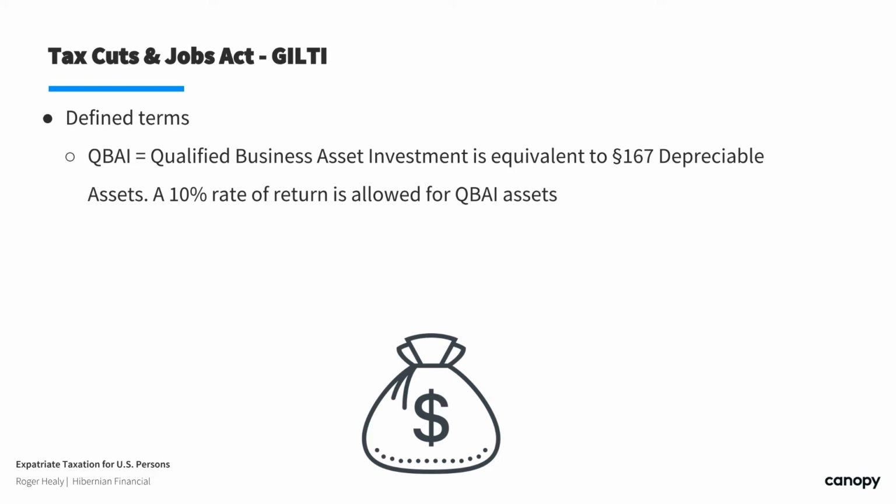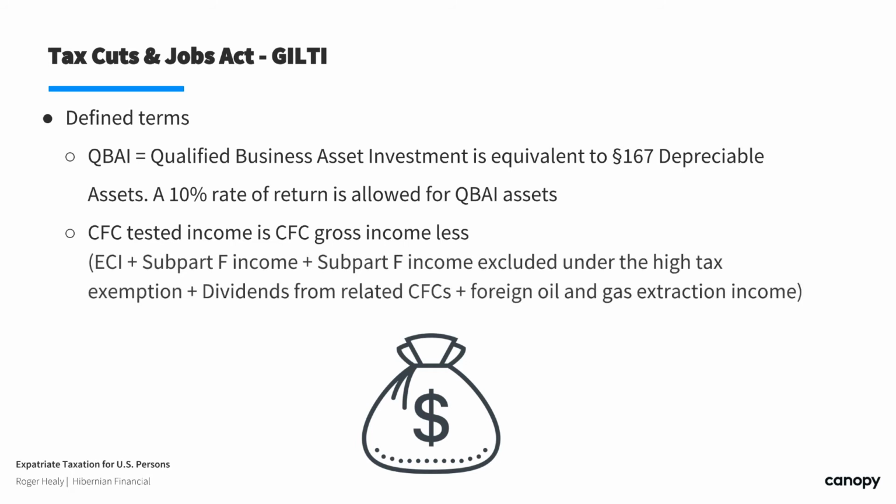Under GILTI, there's a concept of CFC tested income. CFC tested income is CFC gross income less effectively connected income and subpart F income and subpart F income excluded under the high tax exemption, dividends from related CFCs, and foreign oil and gas extraction income. So the sum of all of those is extracted from gross income to produce CFC tested income.